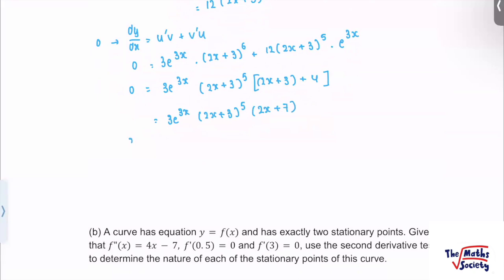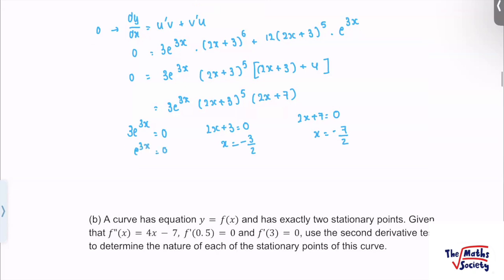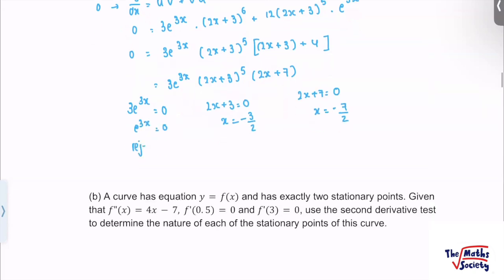So you'll have e power 3x equal to 0, or 2x plus 3 equal to 0, or 2x plus 7 equal to 0. So x is equal to minus 7 by 2, x is equal to minus 3 by 2, or e power 3x equals 0, right? So we're going to reject this because we can't have 0. So the x coordinate is just going to be minus 3 by 2 or minus 7 by 2.